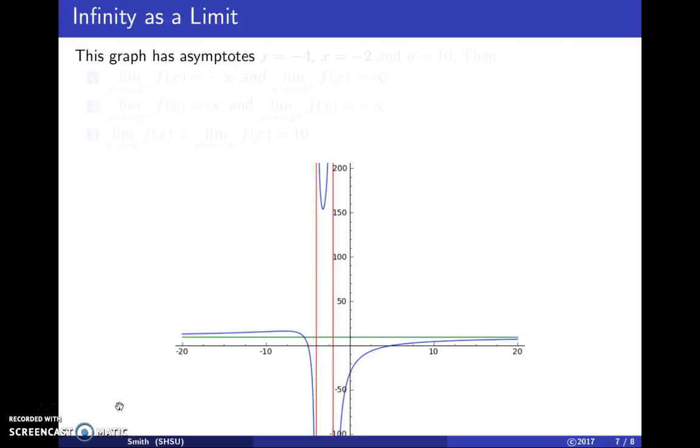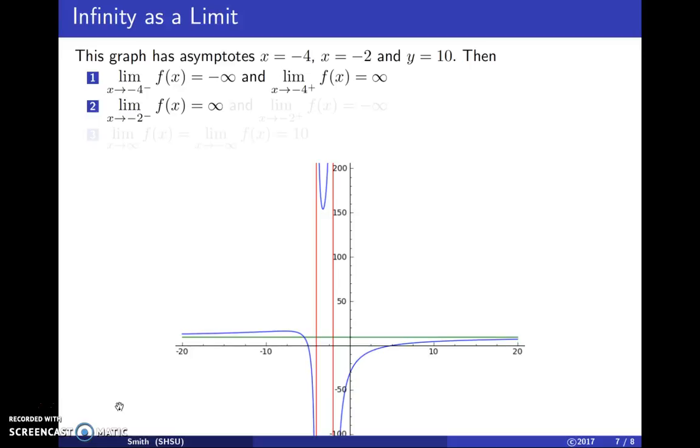Here's another example. This graph has asymptotes in red at x equals minus 4 and x equals minus 2. So the two vertical asymptotes, and then there's a green asymptote at y equals 10. The asymptotes in red, the one at x equals minus 4, tell me that as x approaches minus 4 from the left, my function in blue shoots down to minus infinity, but if x approaches minus 4 from the right, it shoots up to positive infinity.